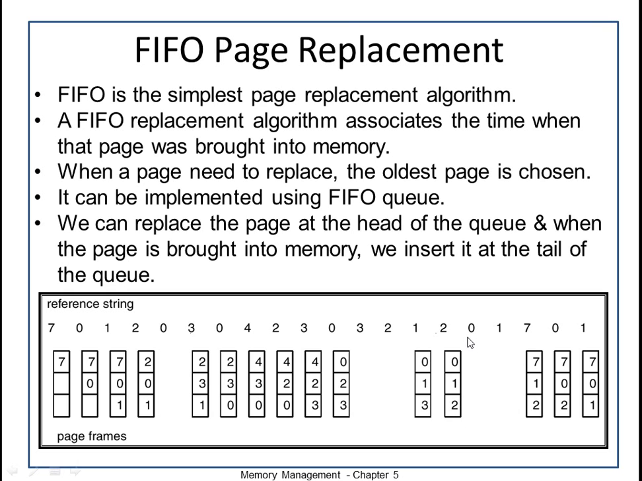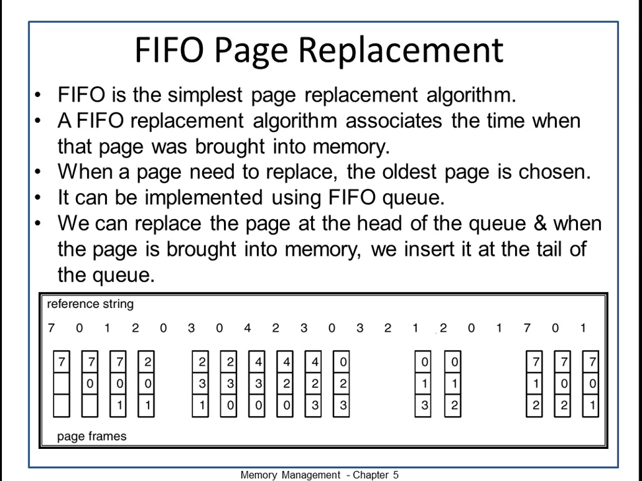Now the next required page is 0, so it is there in the main memory, so there is no page fault. Again 1, it is there in the main memory, so no page fault. Now 7, out of these 3 we need to select the victim frame. So the victim frame is holding the page 0. So 7 will be placed at the 0th location.